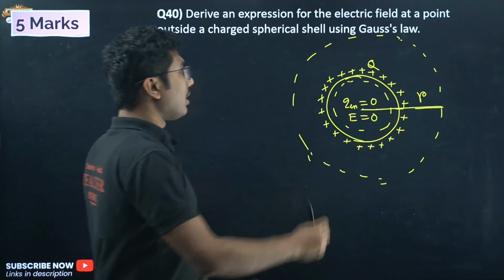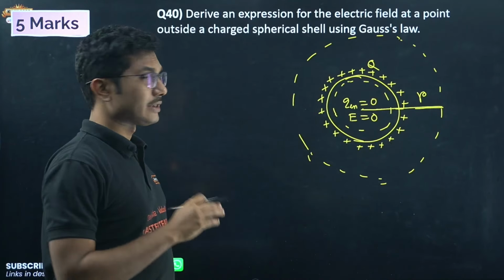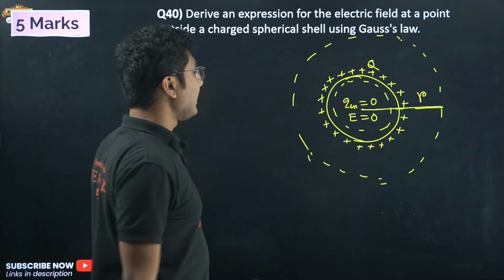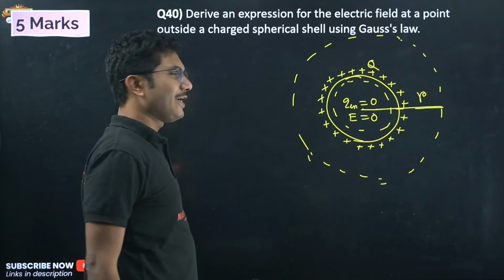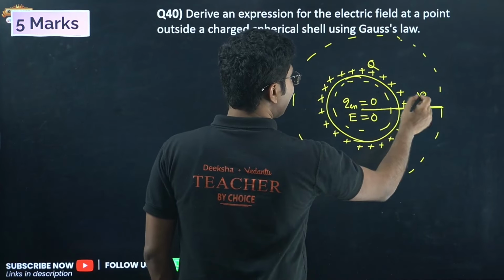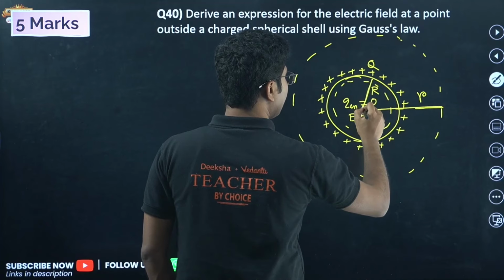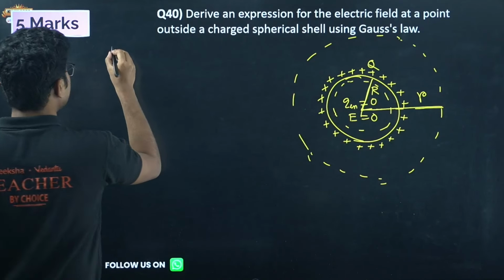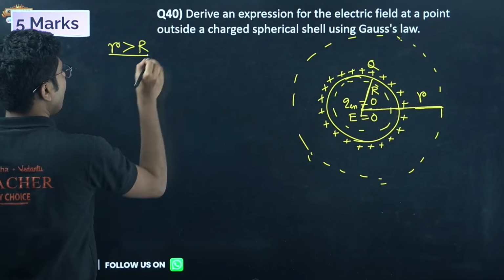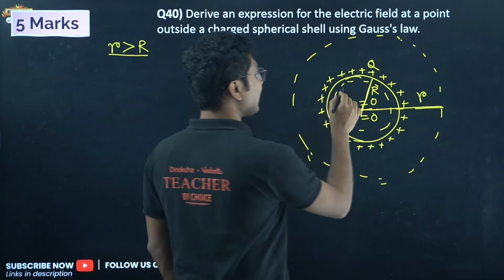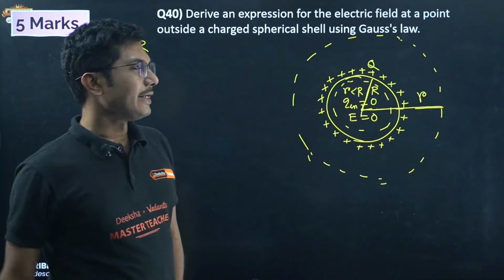Try to draw this Gaussian surface as well as everything using a proper compass, so that the circles look the same. I have drawn it using my hand, so it may be slightly shifted on that side. Now this is our distance r. The radius of the sphere is capital R. Remember, this is for the condition outside the shell, meaning r should be greater than R. Everything is written in the diagram itself.